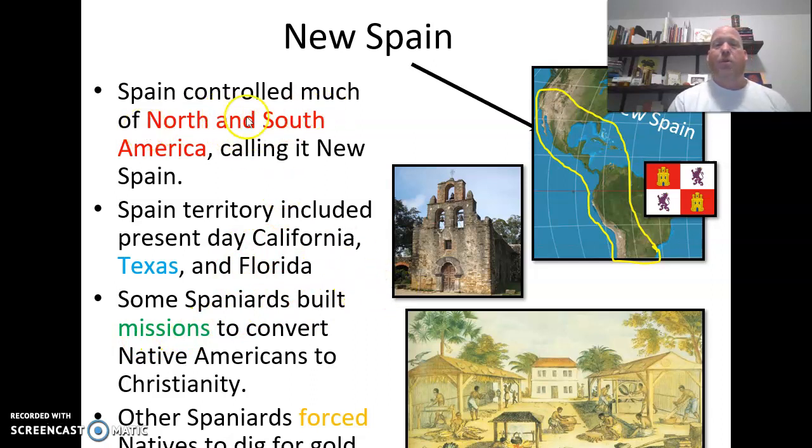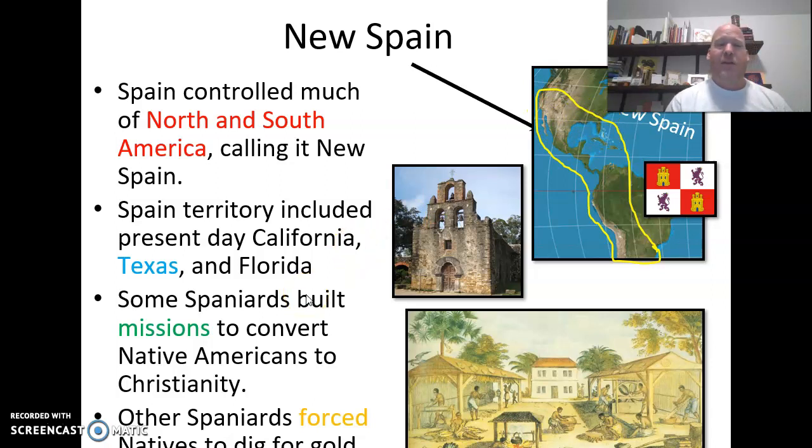Spain controlled much of North and South America. You see over here, this entire yellow section, that's what Spain controlled. Okay, it's a lot of land. And if you'll notice, it included territory that makes up the present-day states of Texas, Florida, and California. Now, eventually, those get busted up into some other states, so there's actually more states that fall in here, but the three big ones that were settled at this time, once again, California, Texas, Florida.